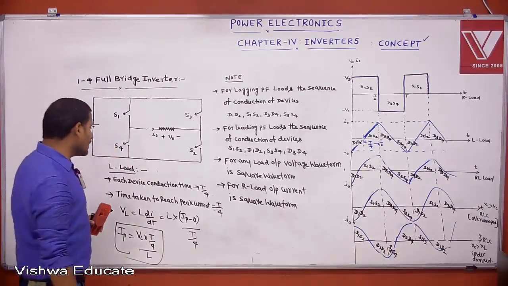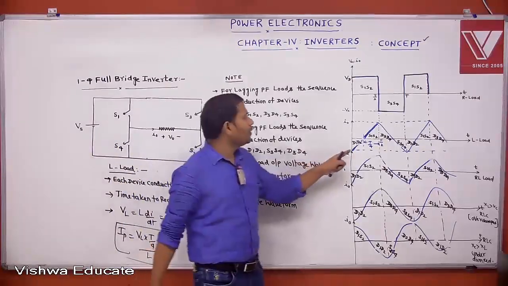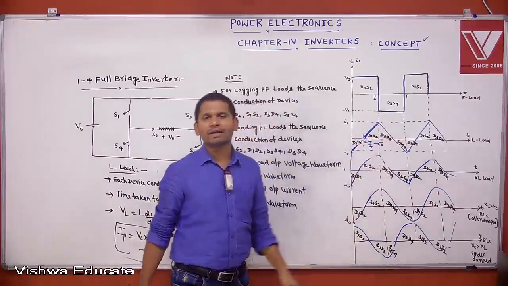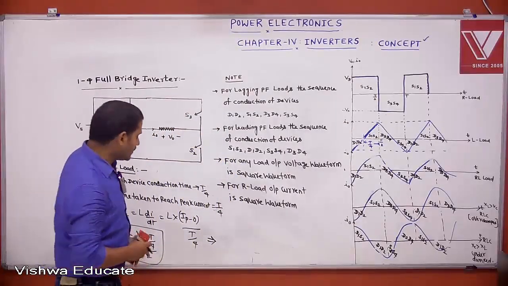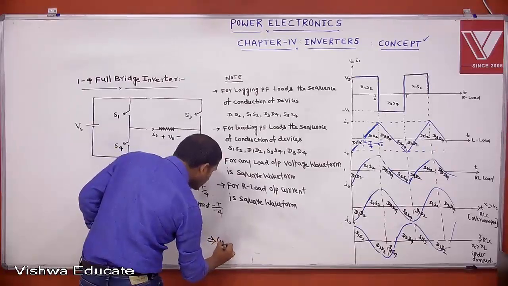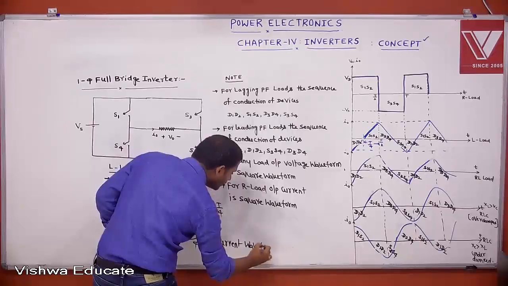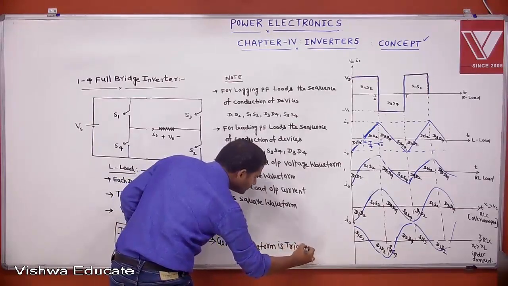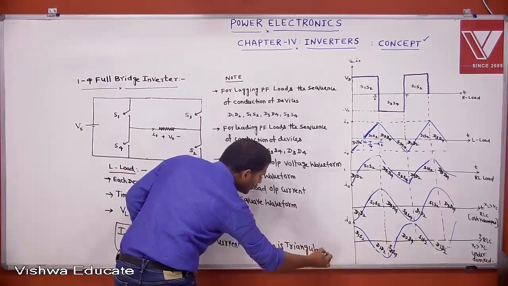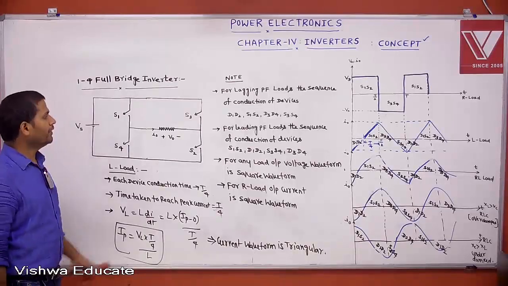For purely inductive load, what is the current waveform? For purely inductive load, the current waveform is triangular. In which inverter? Voltage source inverter, half bridge or full bridge. That's why the current waveform is triangular. Okay, this is about what exactly? Full bridge inverter. Yes, note it down quickly.